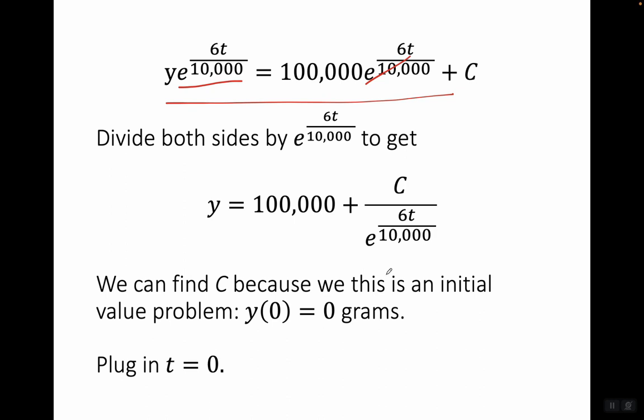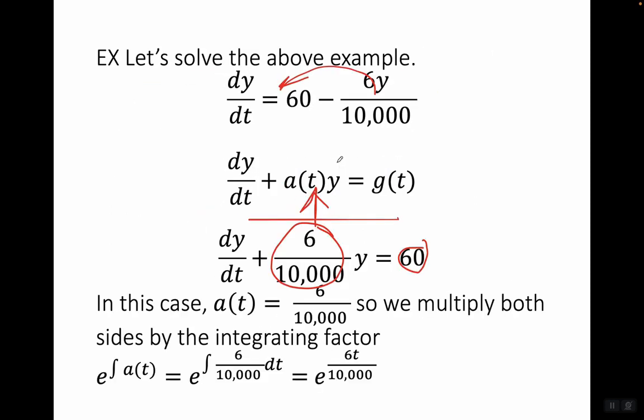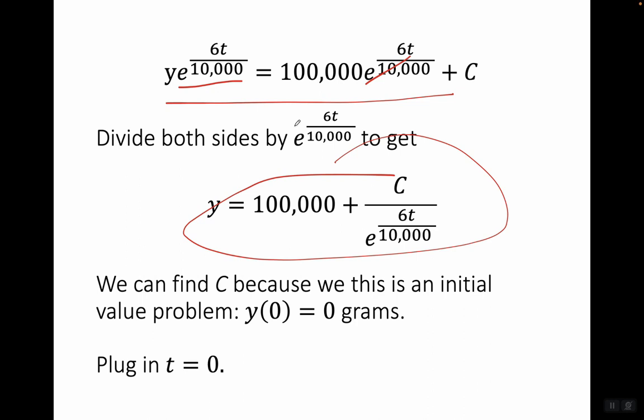Now we can find c in this problem. If we weren't told an initial value, that would be our solution, the general solution to the differential equation we saw just a moment ago. But it turns out that we can find c because this is an initial value problem: y of 0 equals 0. At time t equals 0, that's when the factory begins to dump the salt into the stream. So at time t equals 0, there's no salt in the pond. That just starts at 0.